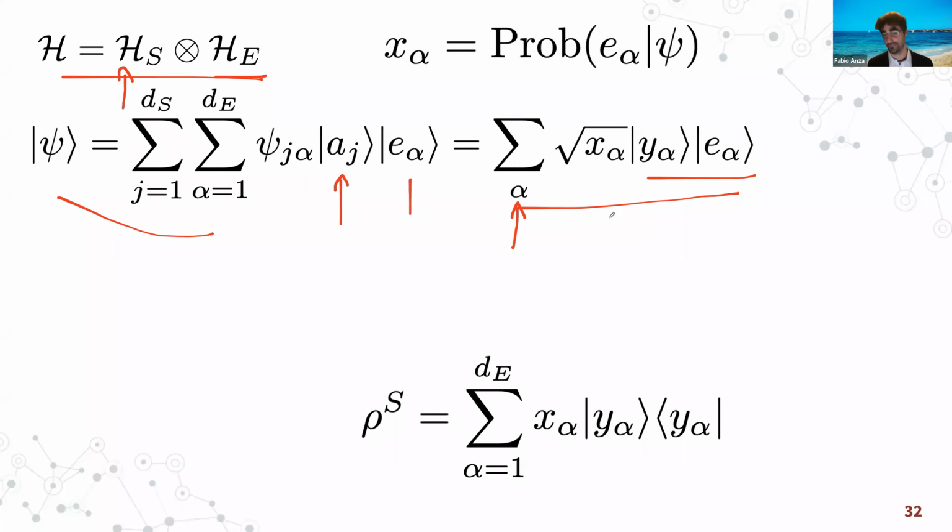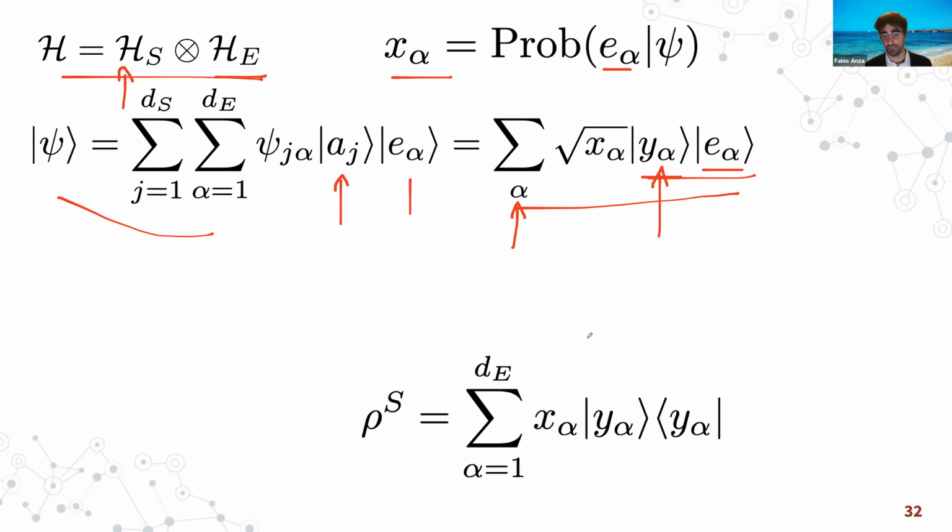And now this is what this gives you. Well, this X alpha is just the probability that if I make a measurement on the environment, on the eigenstate E alpha, I get eigenstate E alpha with probability X alpha, and the Y alphas are essentially the possible post-measurement states. So you make a measurement on the environment on E alpha, you look at what possible state the system can be in, and you find that given that you get E alpha, then the state of the system will be Y alpha.